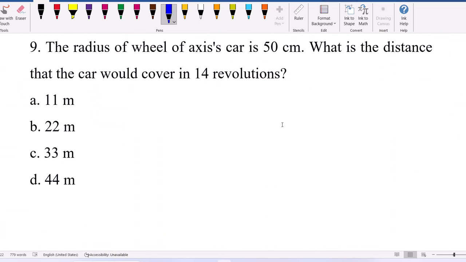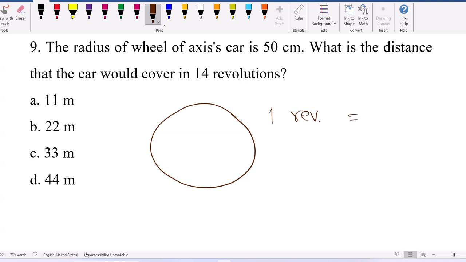Right. Now see about this ninth question. The radius of the wheel of a car is 50 centimeters. What is the distance that the car travels in 14 revolutions? One revolution is nothing but 2 pi r. 14 revolutions means 14 into 2 into 22 divided by 7 into r, which is given as 50 already.